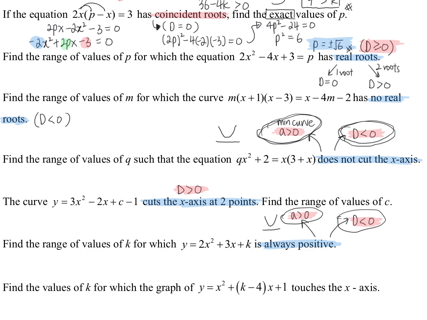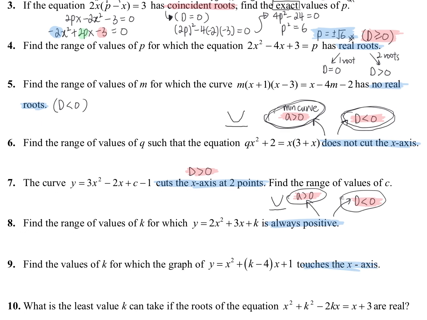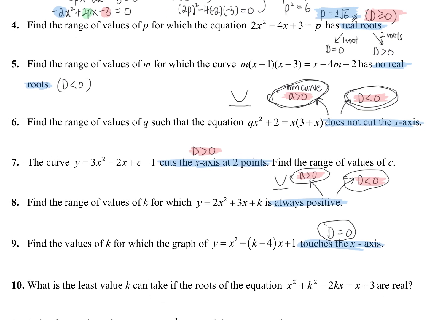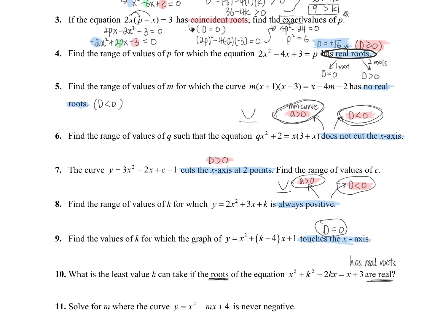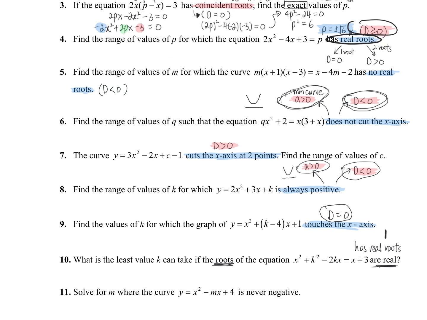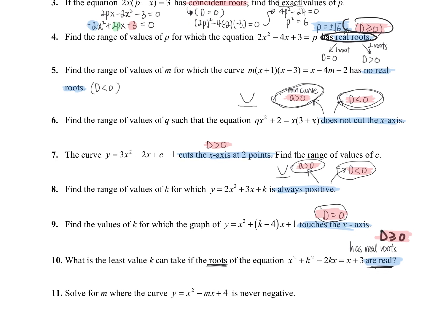Okay, next one. When they say touches the x-axis, it means what? Touch only. 1 point. So discriminant equal to 0. What if the roots are real? What does roots are real mean? It means it has real roots. So just now we have all agreed that if it has real roots, it means discriminant is greater or equal to 0. So all these keywords, please make sure you catch. Okay, all these keywords, go and write it down before you solve.